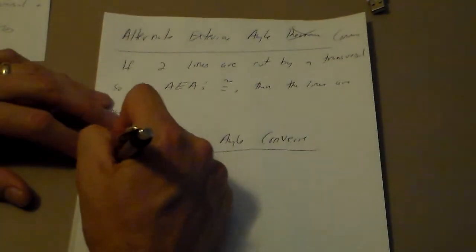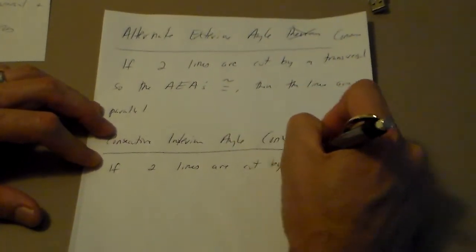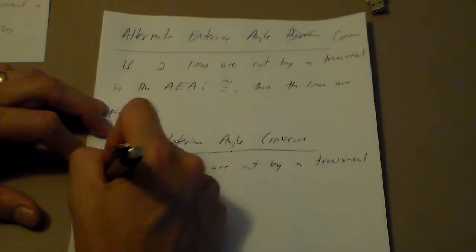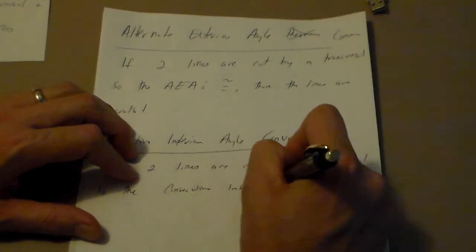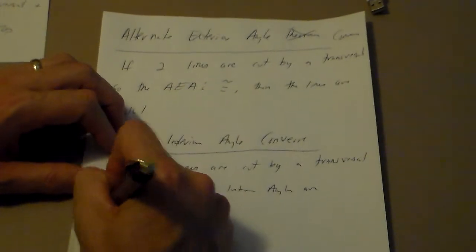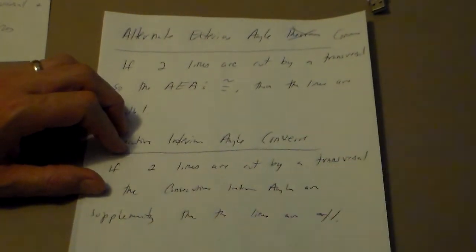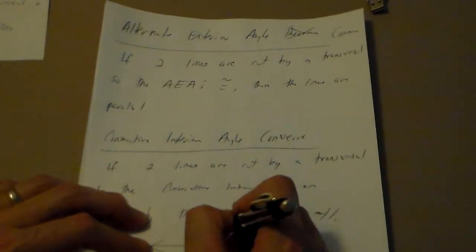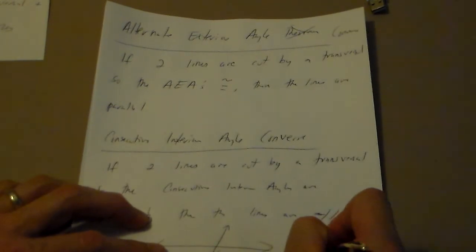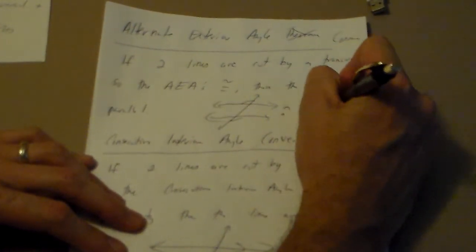The consecutive interior angle converse says, if two lines are cut by a transversal, so the consecutive interior angles are supplementary, then the lines are parallel. For that one, if we had something like this, and they told you that angle 1 plus angle 2 equals 180, then we can say the lines are parallel. If we had something like this, and they told you that this angle was congruent to this angle, then you can say the lines are parallel.